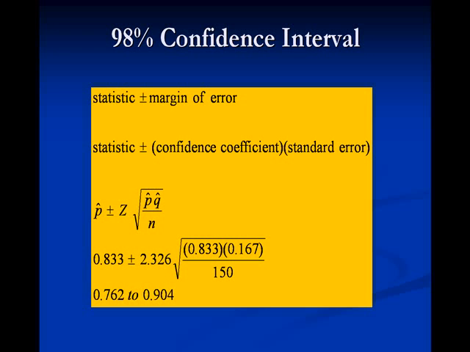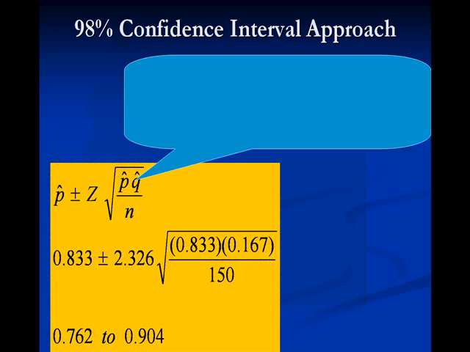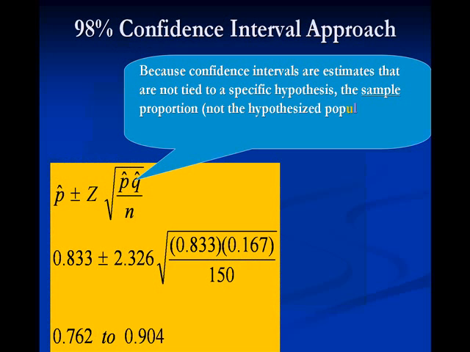Anyway, it's 0.833, that's the sample proportion, plus or minus the z of 2.326. That's for a 98% confidence interval, times the standard error based on the sample proportion. And so we end up with 0.762 to 0.904. So I'll just repeat that again. We're not tied to a specific hypothesis, so we use the sample proportion to calculate standard error.